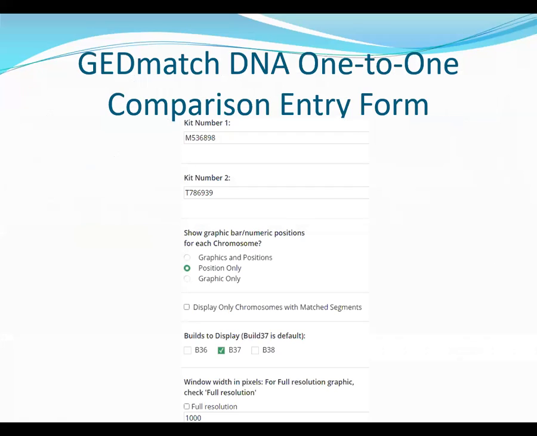And there are various different options you can use here. You can click on the graphics and positions option, which allows you to see both the numbers of matching segments as well as the graphics for that, or you can choose either the graphics or the position alone. My general preference is to only choose the position because I'm generally interested in the matching segments, but there may be times when you want to look at both of those. You can also choose the build that you want to have. Most people are typically choosing build 37, but build 38 is slightly newer and you might want to use that.